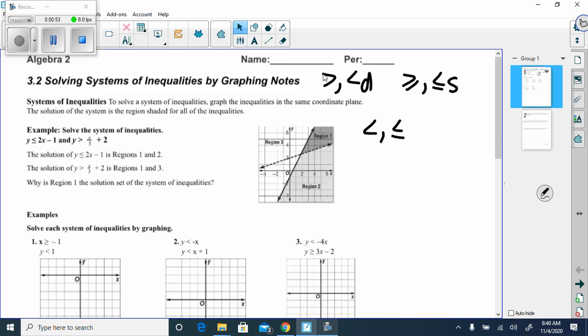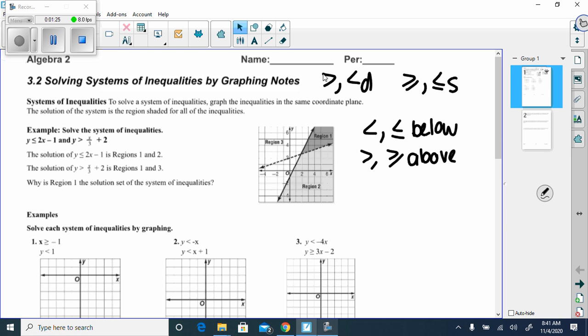Also, if I have either one of these, this would say y is less than whatever the equation is, I'm going to be shading below. If I have either one of these, I'm going to be shading above. Okay, so we've done this before. The only difference in what we're doing today is we're going to draw two lines on the same graph instead of just one line, like we have in the past.